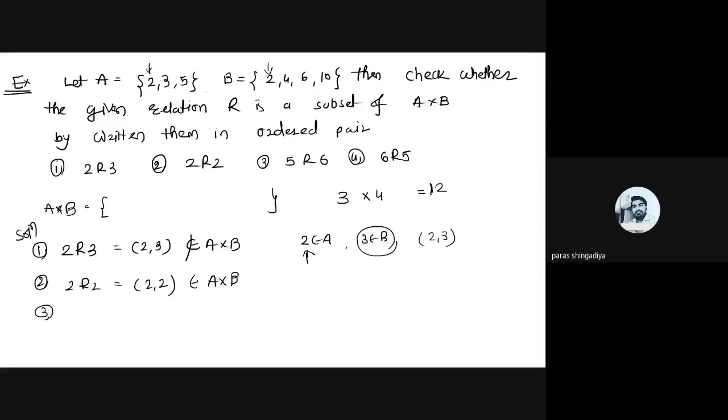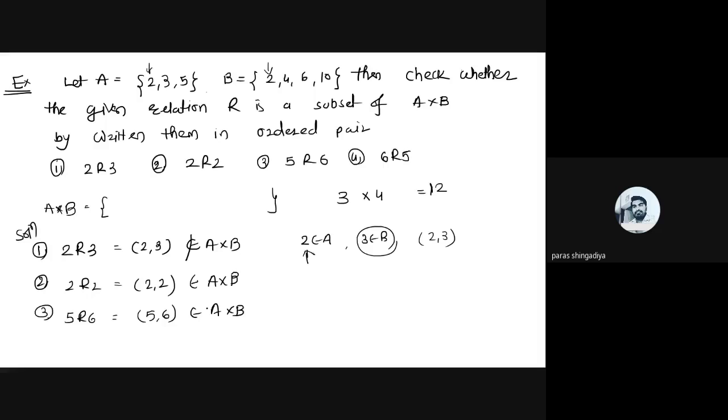And then after that, the third one, 5R6. So 5R6 means 5 comma 6. So 5 comma 6 also will be defined in A cross B, because 5 is the third element of A and 6 is also the third element in B. So the 5 comma 6 pair will be defined in this A cross B. So it is also part of A cross B.